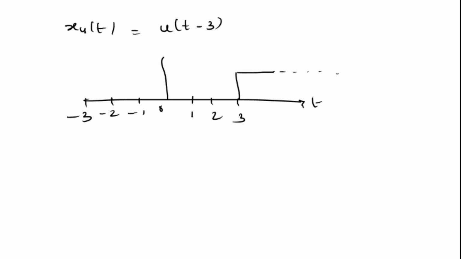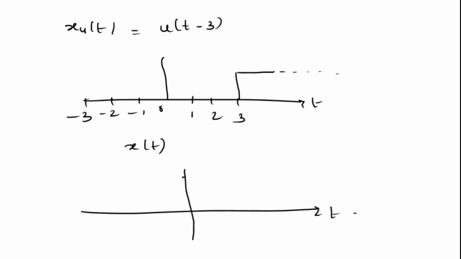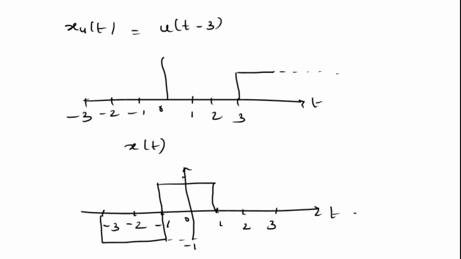The last one, x of t, combining all the signals, we get the output as 2, 3, minus 1, minus 2, minus 3. So minus 3 to minus 1, the amplitude will be minus 1. Then minus 1 to plus 1, amplitude will be 1. Once again, 1 to 3, amplitude will be minus 1.